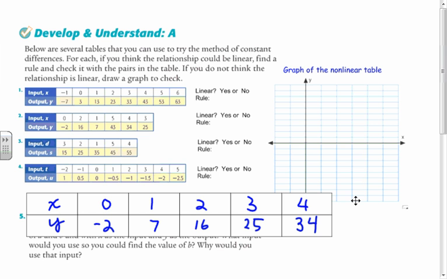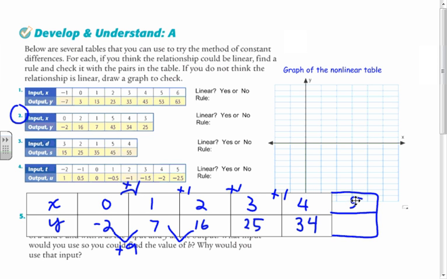All right, so here it is. I just redid it down here, but I put them in the right order. And you'll notice now x is going up by 1 on all of them. And so if I added one more, I would get 5. And y is going up by 9. 16 minus 7 is 9. 25 minus 16 is 9. 34 minus 25 is 9. So if I add 9, I get 43. And yes, that's the same point I have here.